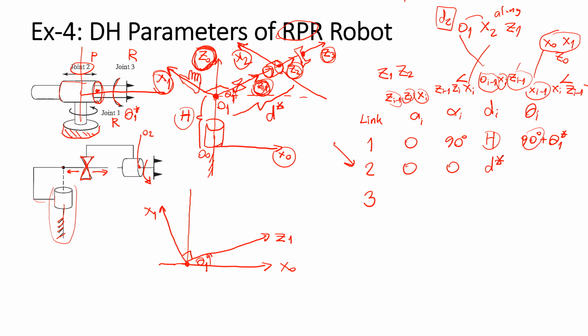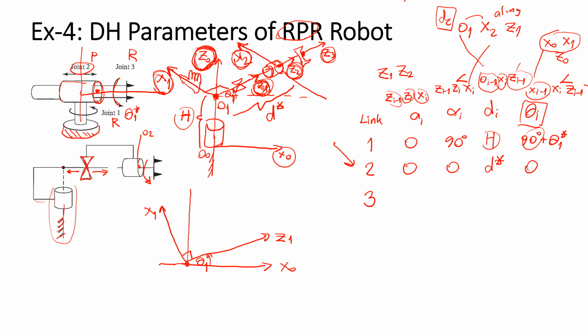How about the joint angle? The angle is the angle between x1 and x2 about C2. If x1 and x2 have the same direction, the angle will be 0.